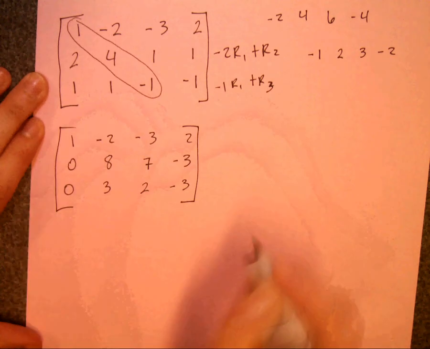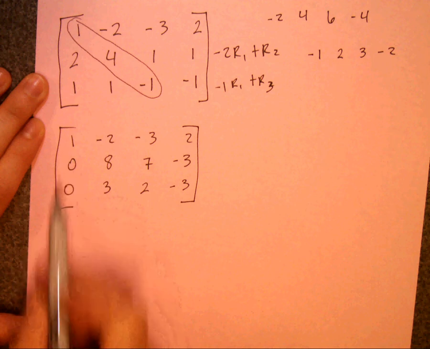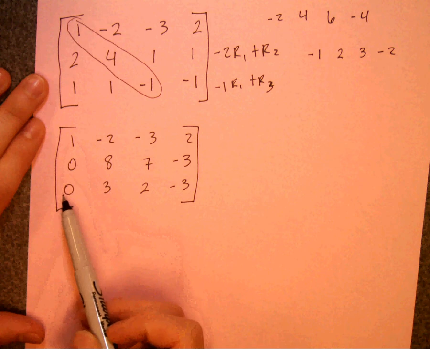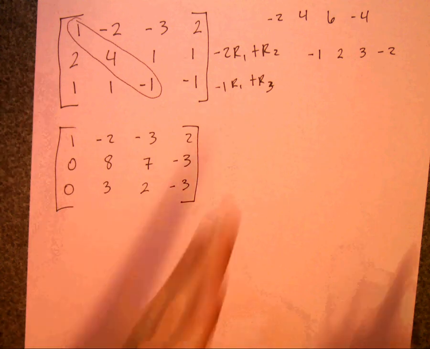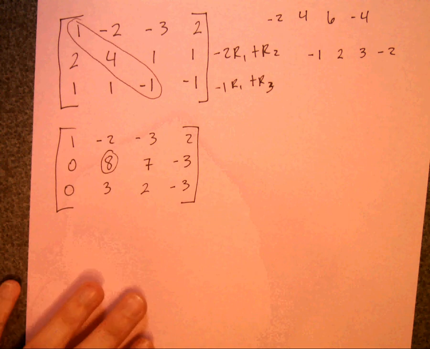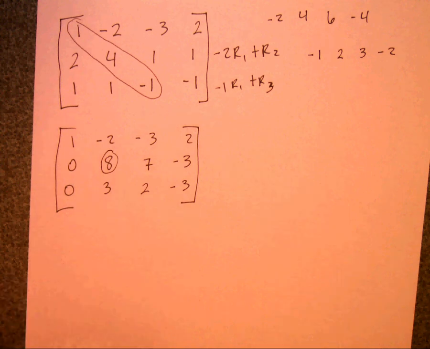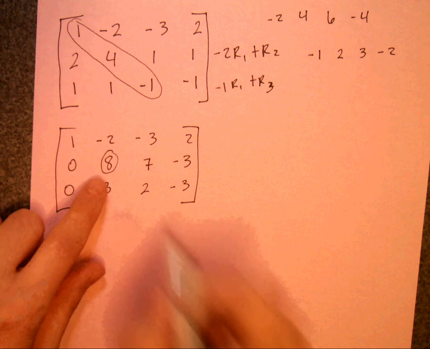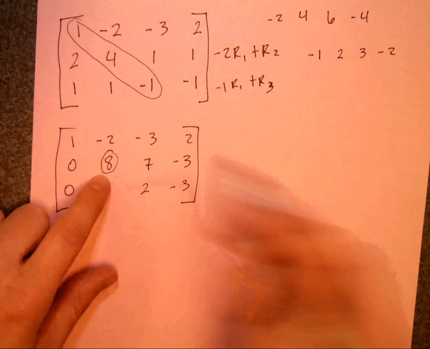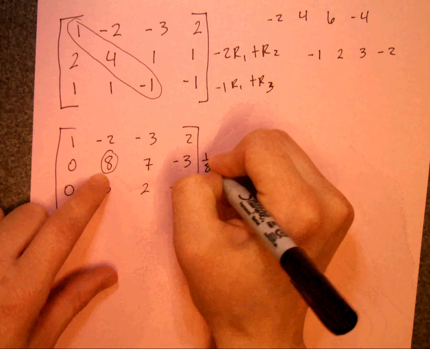Notice column 1 is in the order I need it in. I have the 1 at top, and everything below it is 0. So I'm going to move on to column 2 now. Now I need this 8 to be a 1. We may have to deal with fractions with the matrix, but that's okay. In order to make this 8 a 1, I need to divide it by 8. So I'm going to do 1/8 row 2.